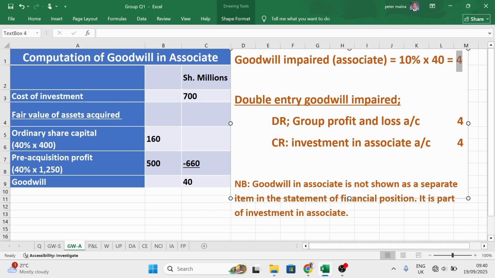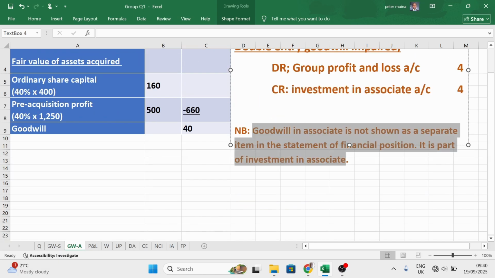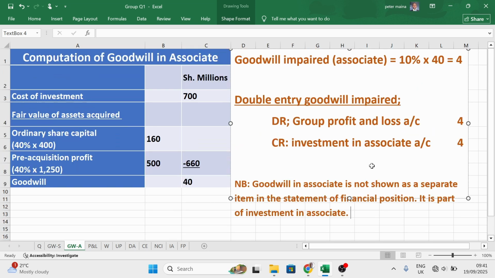And once we have 4, these are the double entries that we are going to make. First, we are going to debit group profit and loss with 4. And then we are going to credit investment in associates with 4. So there is something here you are supposed to keep in mind, that goodwill in associate is not shown as a separate item in the statement of financial position. Instead, it is part of investment in associate account. So we are going to prepare that account later.